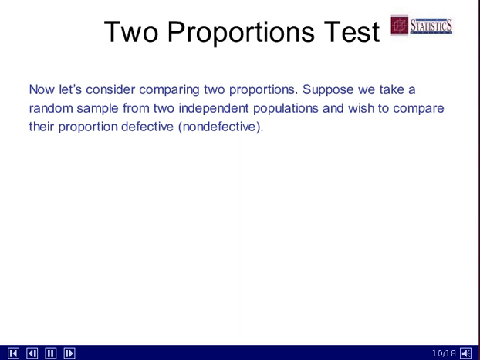Okay, so in this particular one, instead of separating out 1 and 2 proportions, I'm going to do them both together. So now we're going to move on to what if I have 2 proportions that I want to compare together? All right, so suppose we take a random sample from 2 independent populations in which to compare the proportion defective or non-defective. Again, it doesn't matter.